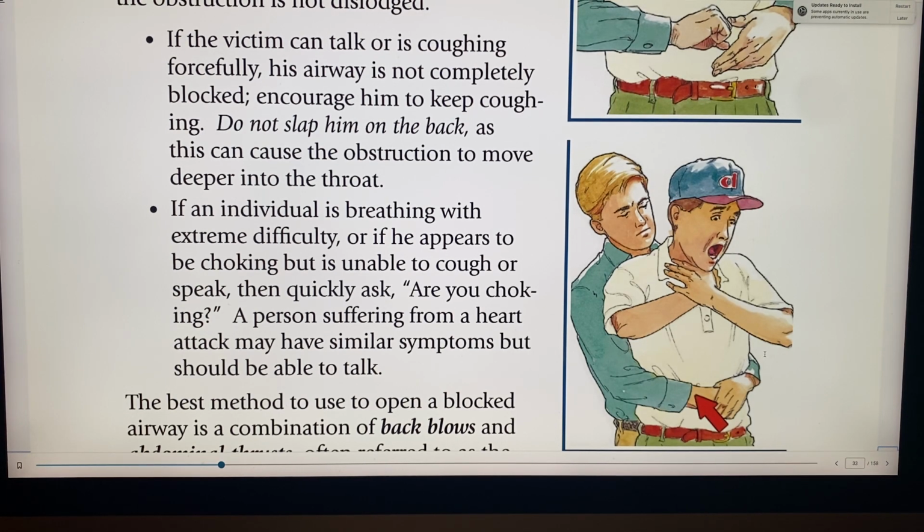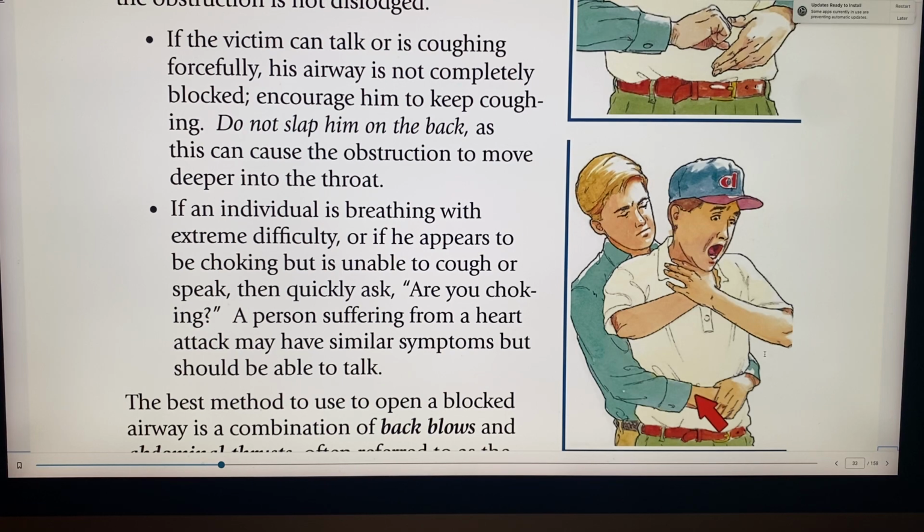If they are coughing or talking, you're going to encourage them to keep coughing. Don't slap them on the back or anything. Just say, keep coughing, keep coughing. But if they can hardly cough at all, and they're trying extremely hard to breathe, you'll say, are you choking? Some people who have a heart attack can't talk either. So ask, are you choking? They may nod, or show the universal sign of choking, and you'll know that they're choking. Then you can give them back blows and abdominal thrusts.